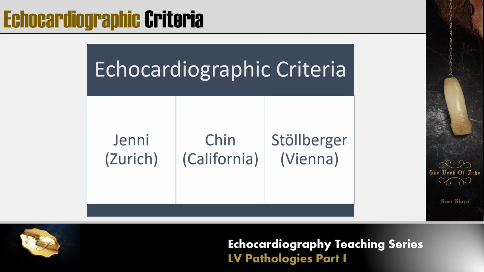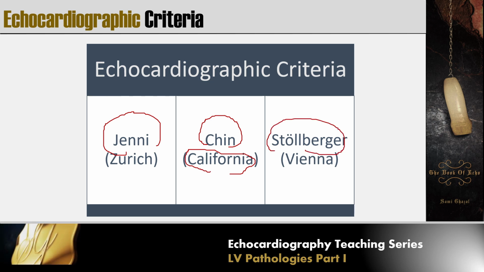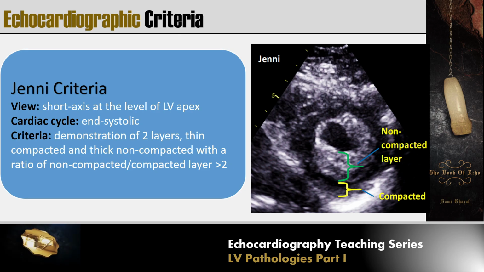In general, we have three echocardiographic criteria to diagnose non-compaction: the Jenni criteria, or Zurich criteria; the Chin criteria, or we call it California criteria; and the Stollberger criteria, or the Vienna criteria. Now, for each criteria, we need to know which view we will utilize and which part of the cardiac cycle.